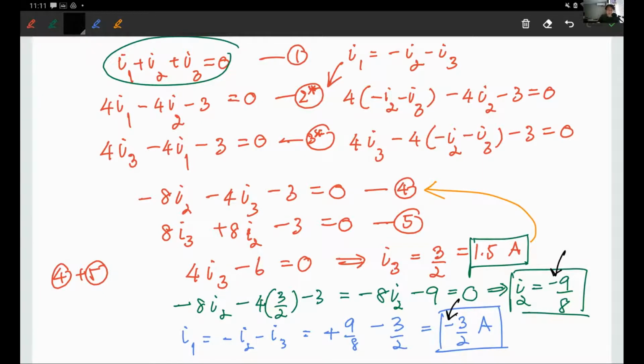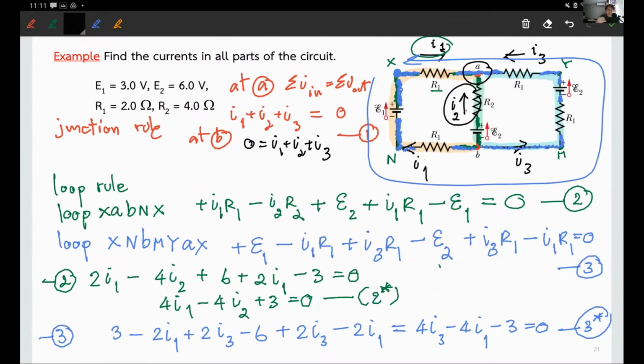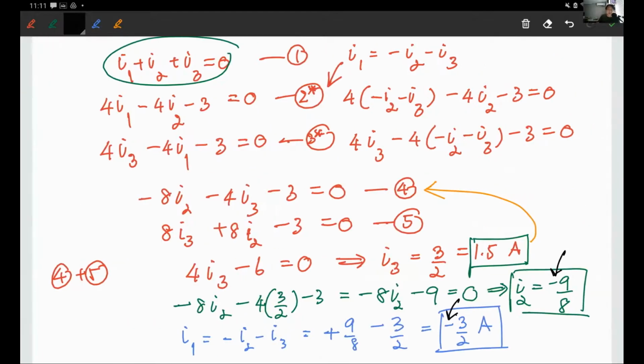I1 is negative 3/2. So that means the I1 that I assumed is pointing from left to right is, in reality, pointing from right to left. Maybe some of you put the perfect directions from the start, so your final result from your system of equations will be all positive. This means your assumption of the current is already correct. But there's nothing wrong with picking the wrong direction, because you're going to get a negative sign from the equation anyway. So that's no big deal.